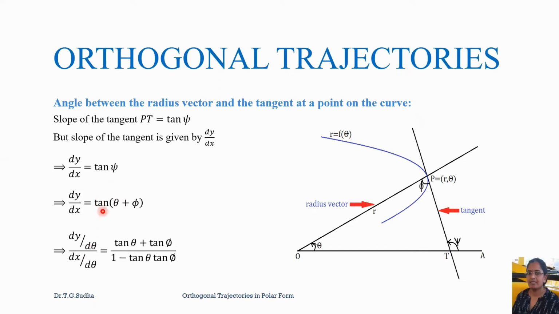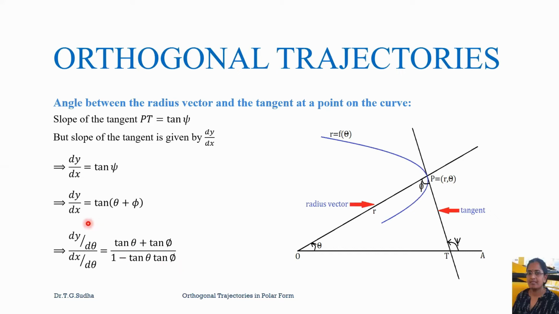And here tan psi is equal to tan of (theta plus phi), because psi is the exterior angle and we know that the exterior angle is equal to the sum of the interior opposite angles. Therefore, we get tan psi is equal to tan of (theta plus phi). And now using the compound angle formula, that is the tan(A plus B) formula, we get (tan theta plus tan phi) divided by (1 minus tan theta into tan phi).